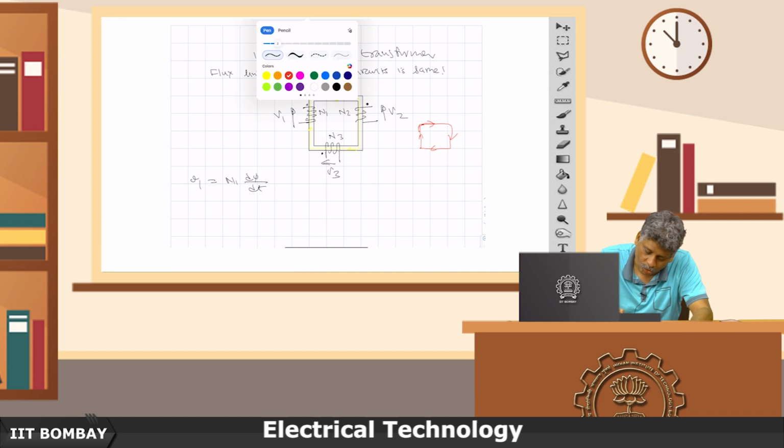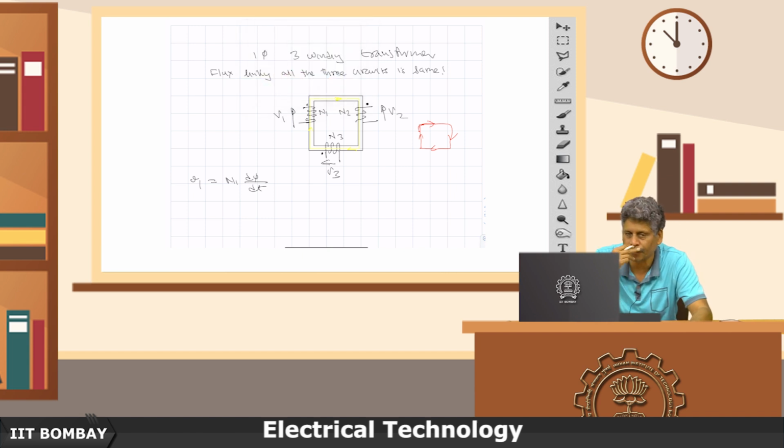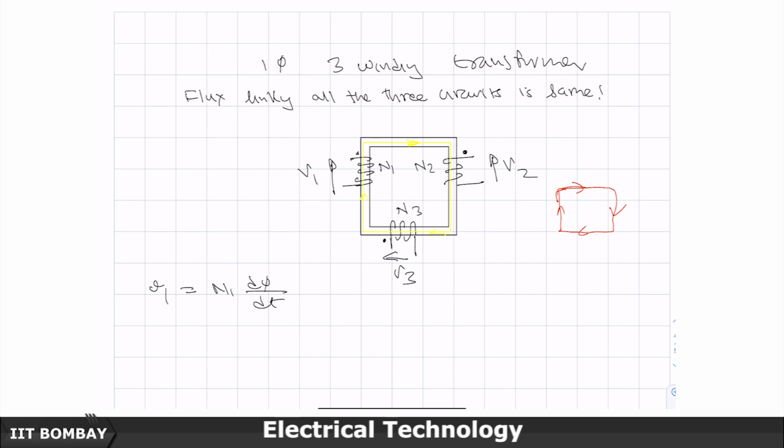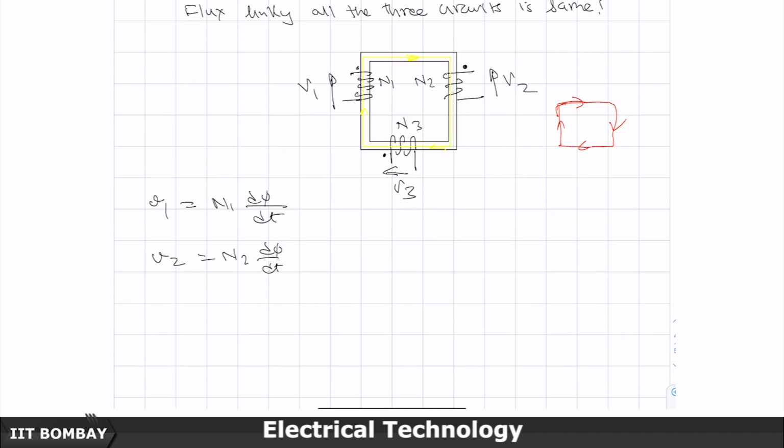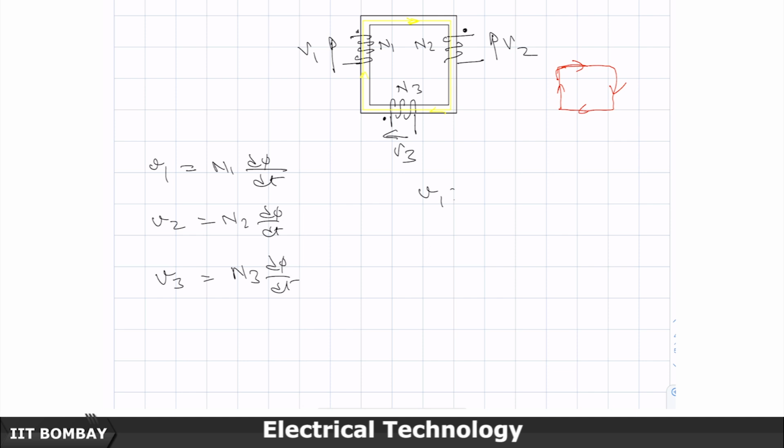Yeah. So V1, what is this V1? This is the instantaneous voltage. Remember, this is the instantaneous voltage, because whenever I use d phi by dt, it has to be instantaneous voltage. V2 will be N2 d phi by dt, and V3 will be N3 d phi by dt. Why? Because there is no leakage flux. So, the same flux is linking all the three. So, you will get V1 is to V2 is to V3, these instantaneous ones, in proportion to N1 is to N2 is to N3.